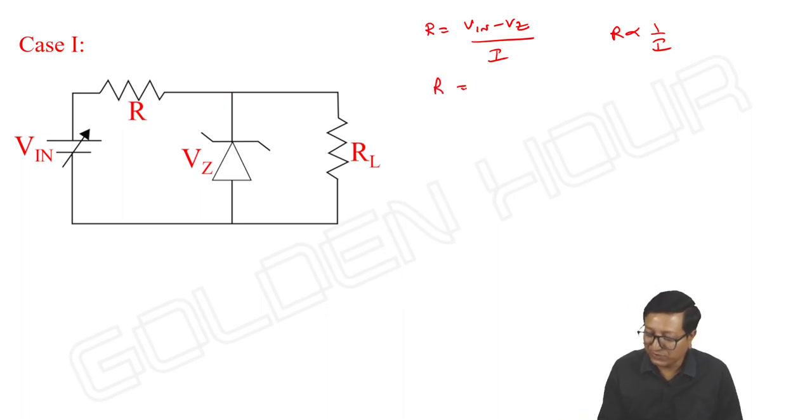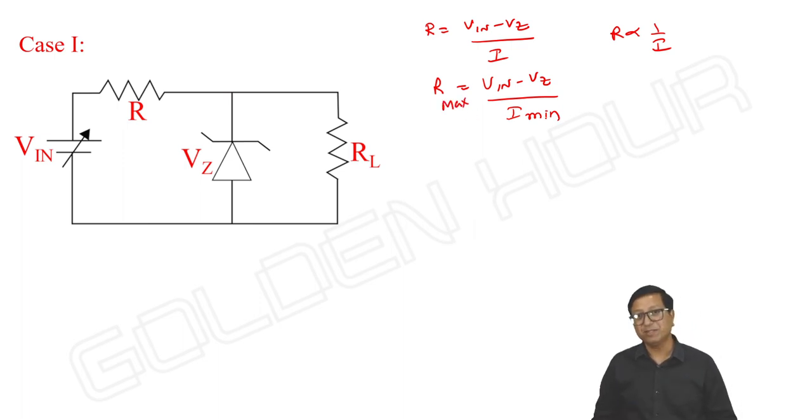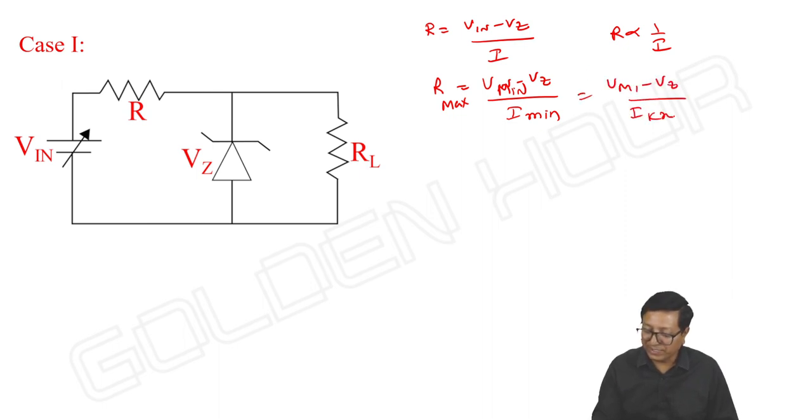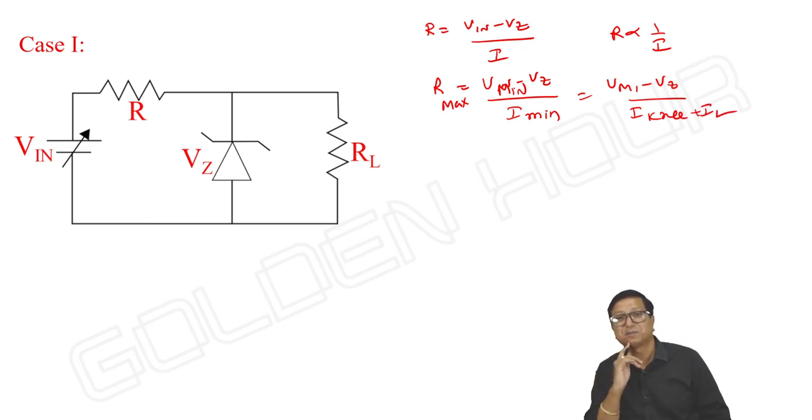So what I can write is R is equal to Vn minus Vz by I. I am writing I is minimum. R max comes from I minimum. R max comes from I minimum means I is minimum, which means input also should be minimum. So very, very simple thing. And I minimum can be written as, what is I minimum? It is the knee current plus IL. Is it not so?